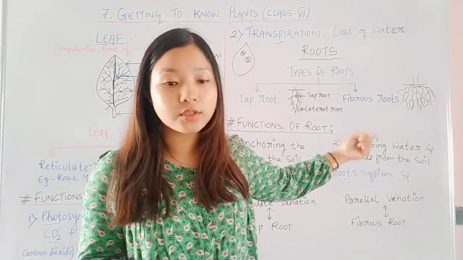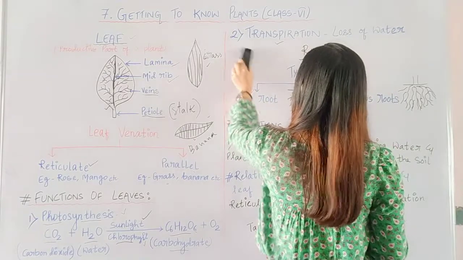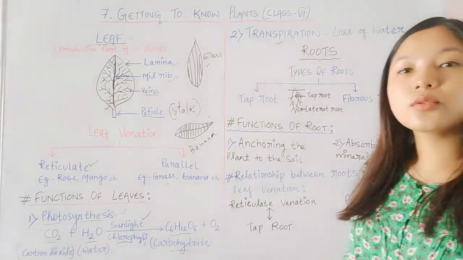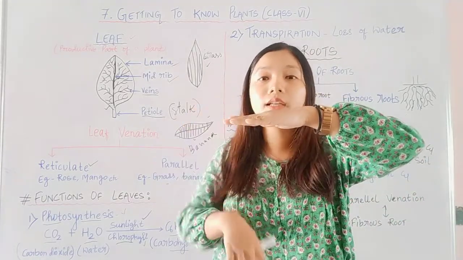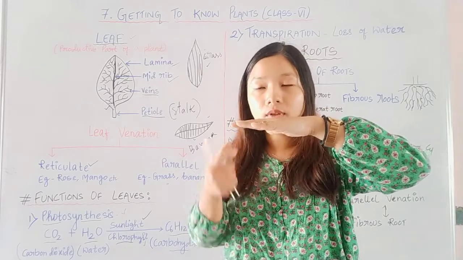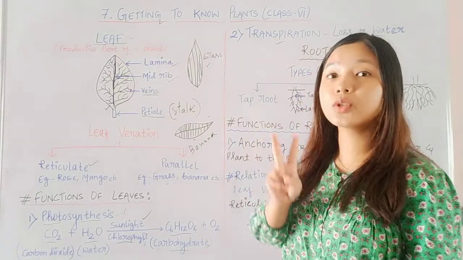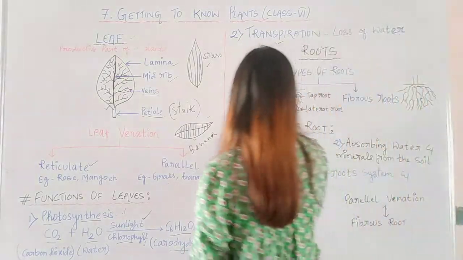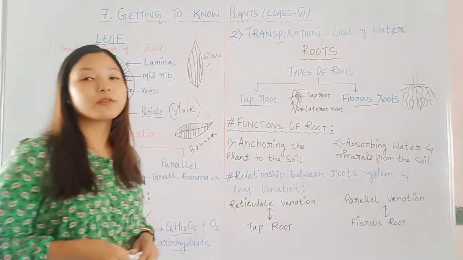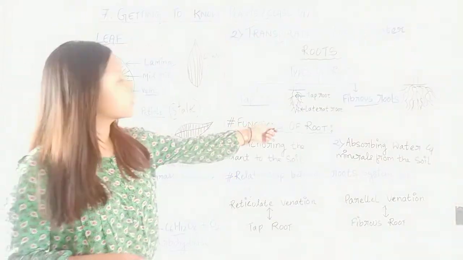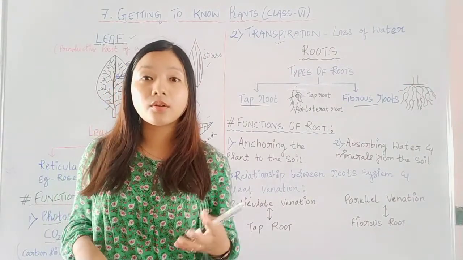Now we will move on to the next topic, that is roots. Roots, as we have discussed in the previous video also, are the parts which are under the ground. The parts of the plant under the ground are known as the root system, and roots can be of two types. What are those? They are taproot and fibrous root. Let's see taproots first. Some examples are carrot or radish.